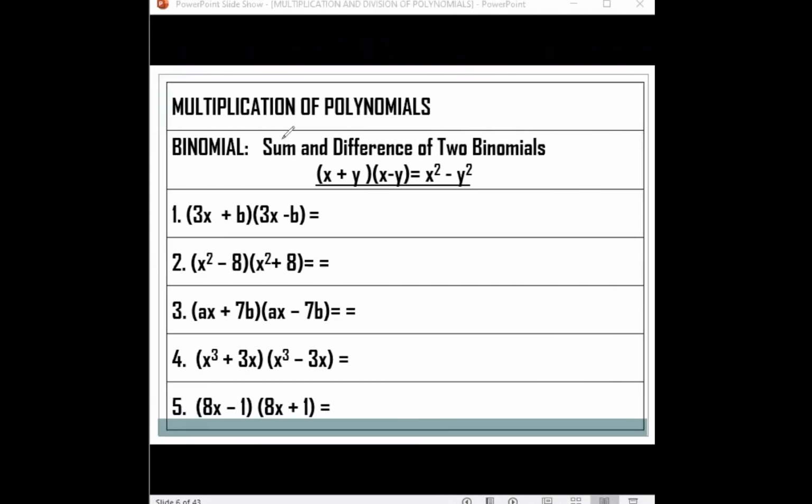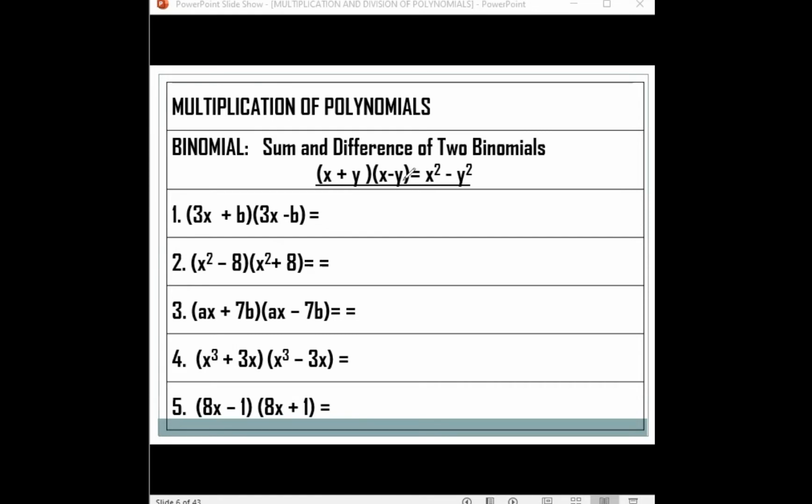What I will be discussing today is the sum and difference of two binomials, which actually results in a difference of two squares. Now, this happens only if you have the first and the second term, which are the same with each other, but one is expressed as a sum and the other one is expressed as a difference. So we have x plus y, the other one is x minus y.